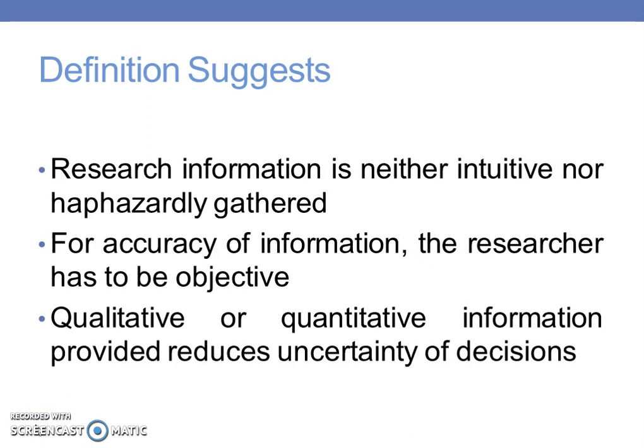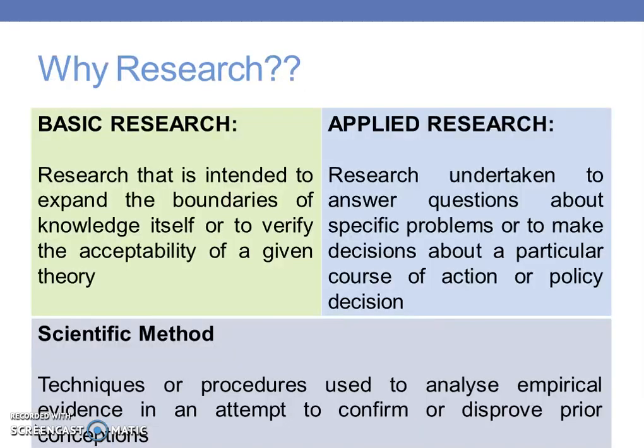So to summarize, research information is neither intuitive nor haphazardly gathered. For accuracy of information, the researcher has to be objective. Qualitative or quantitative information provided reduces uncertainty of decisions. Now, business research is an essential tool of management in its problem-solving and decision-making activities.